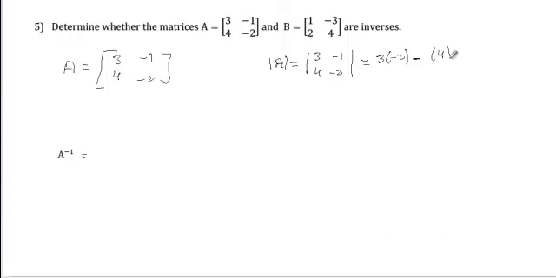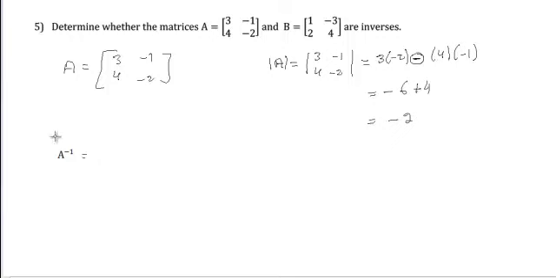So if we repeat it again, we say 3 times minus 2, minus, this is the rule, and then we put the other numbers, 4 times minus 1. So we calculate 3 times minus 2 is minus 6, minus 4 times minus 1 is minus 4, and we have minus, so it becomes plus 4. So the final answer is minus 6 plus 4, which is minus 2. So here is the determinant of A.